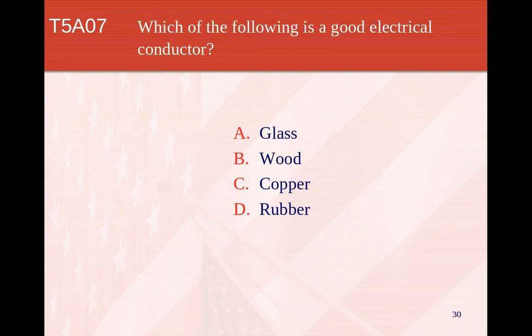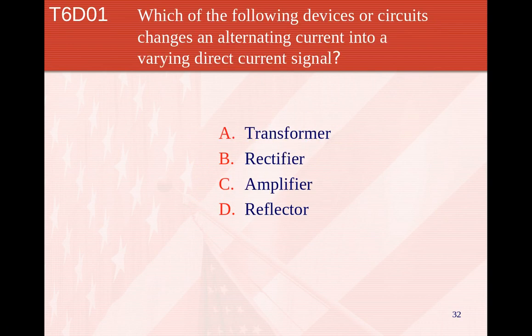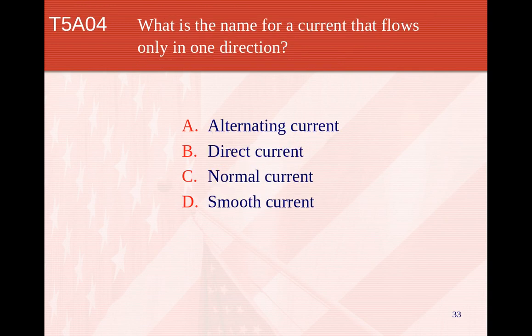Electrical current is measured in which of the following units? Amperes. Which of the following is a good electrical conductor? Copper. What is the name for current that reverses direction on regular basis? Alternating current. Which of the following devices or circuits changes an alternating current into varying direct current signal? Rectifier.